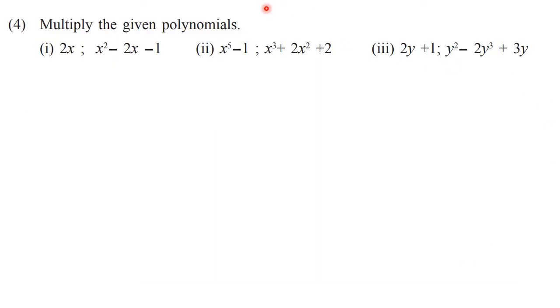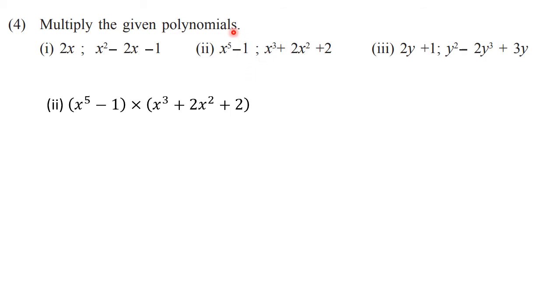So question number 4 here: multiply the given polynomials. See, the first question is very easy. Monomial multiplied by the trinomial. So this question you can solve as homework, because here only one term is there, and then simply you have to open the bracket and solve. Also, you can take help of the second and third ones, which I am going to solve now. So mark it as homework. Now let us start with the second one.